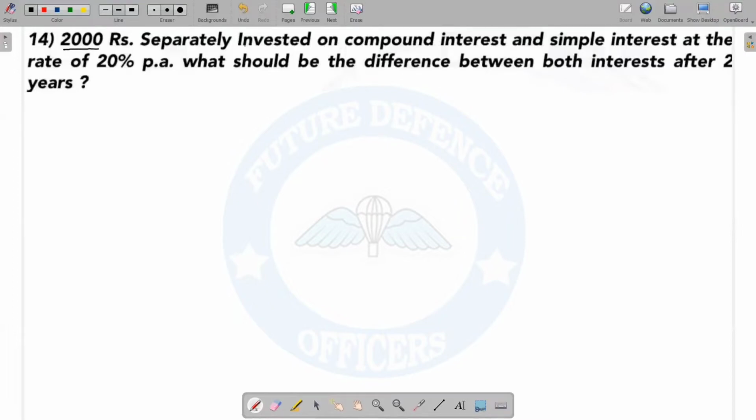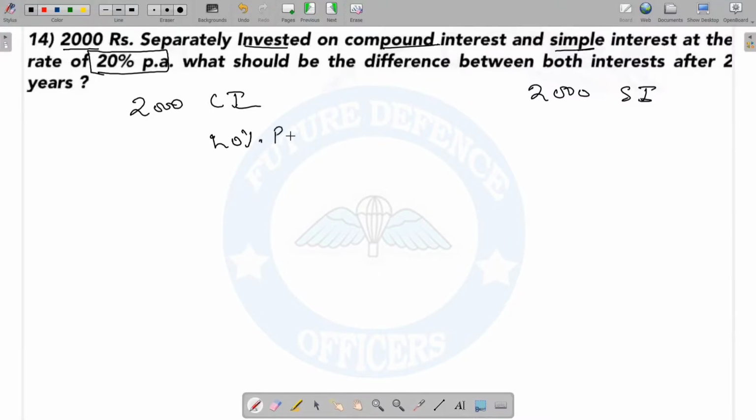2,000 rupees separately invested on CI and SI. Means you are investing 2,000 on CI, and you are investing 2,000 on SI. Now, when you are investing, the interest rate is 20% per annum. Here the interest rate is 20% per annum, and here the interest rate is also 20% per annum. If you observe one thing, the interest rate is the same, correct? 20%, 20%. Now, if you calculate the compound interest, what will happen?